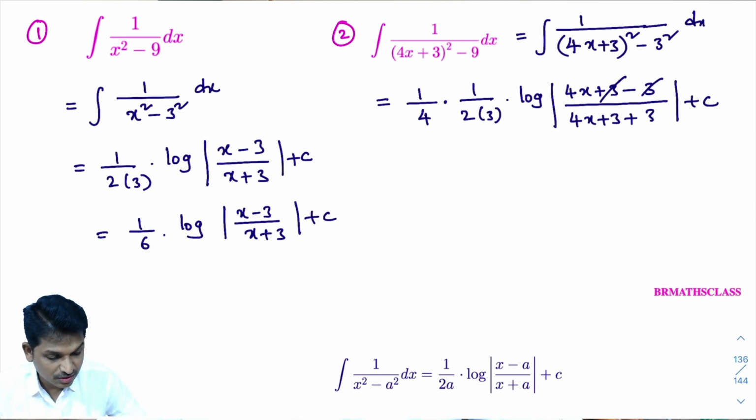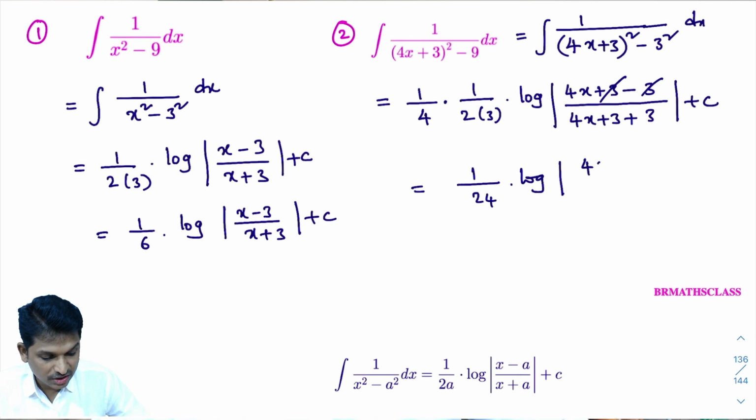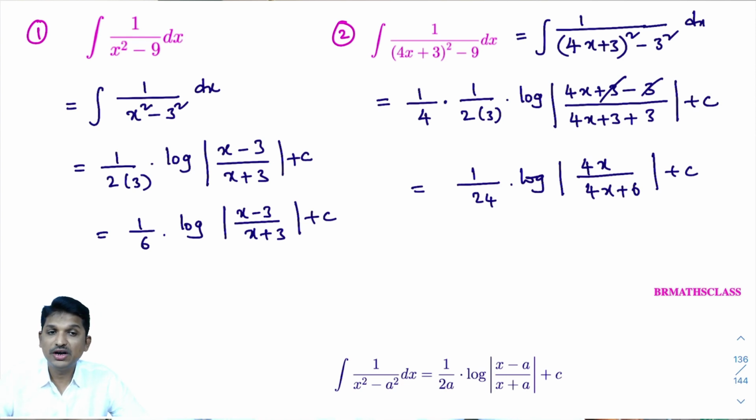A is 3. Okay. That equals, simplify this, 1 divided by 2 into 3, 6; 6 into 4, 24. 6 fours are 24. So 24 into log mod 4x divided by 4x plus 6, plus c. I hope you are understanding what I am trying to say.